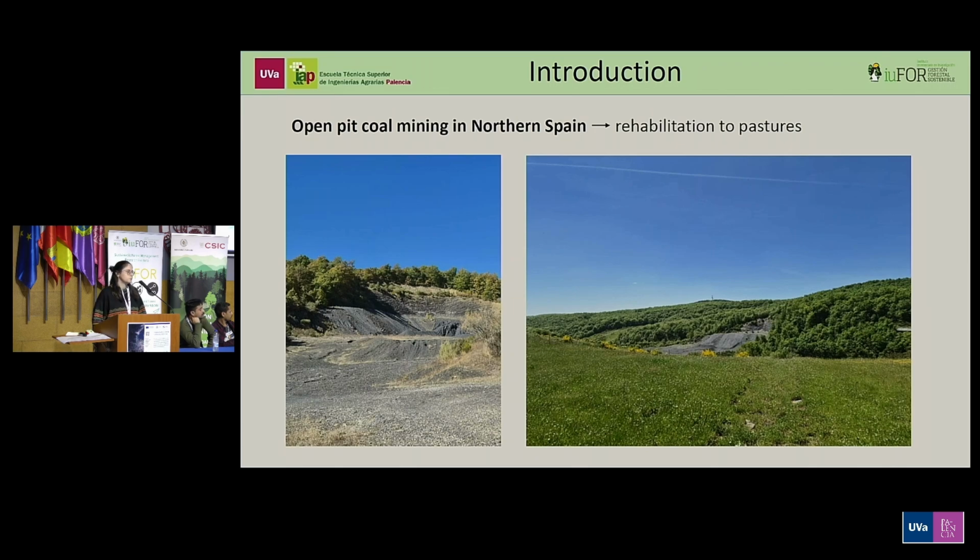And this facilitation process is really important in degraded lands, such as those resulting from open pit coal mining activity that was a common practice in the north of Spain in the last decades. And in many cases, these degraded lands have been rehabilitated to pastures with grazing use, as you can see in the right-hand photo.